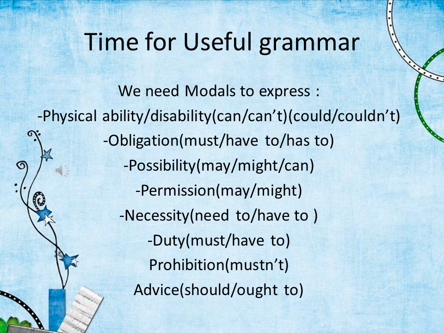Now, I think it's high time for us to revise some grammar. We always put modal verbs before the main verb. We need modals to express physical ability or disability in the present: can, can't. Physical ability, disability in the past: could, could not. Obligation: must, have to, has to. Possibility: may, might, can.